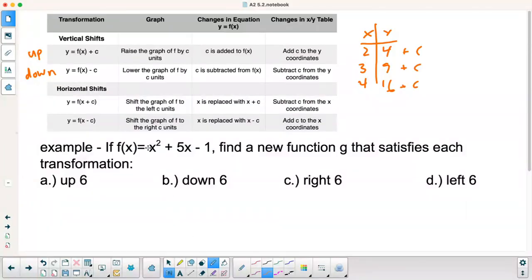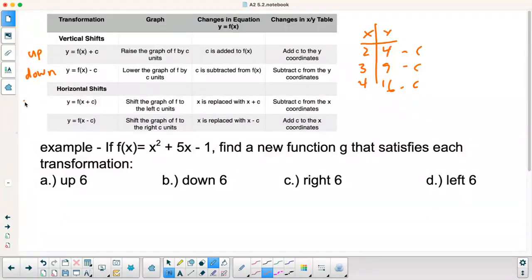And then down, you're going to lower it and you're going to subtract from your function. So in this case, it'd be minus c from all those. If you had to shift it down, it'd be minus c. Horizontal is a little tricky.